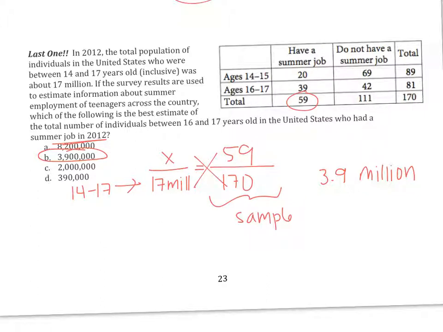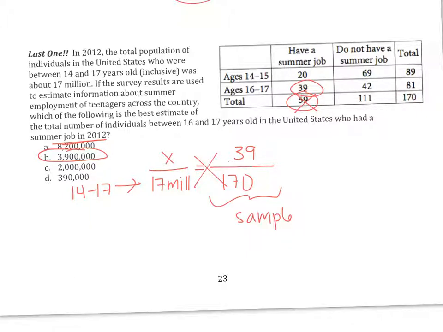Okay, do we have any questions on probability? Daniel? It says for total number of individuals between 16 and 17 years old, so would you do 39 instead of 59? Yes, thank you. Yes, that's really important. Sorry. Okay, yes, between 16 and 17 who had a summer job. So we're not looking at all of them. We're only looking at those 39.